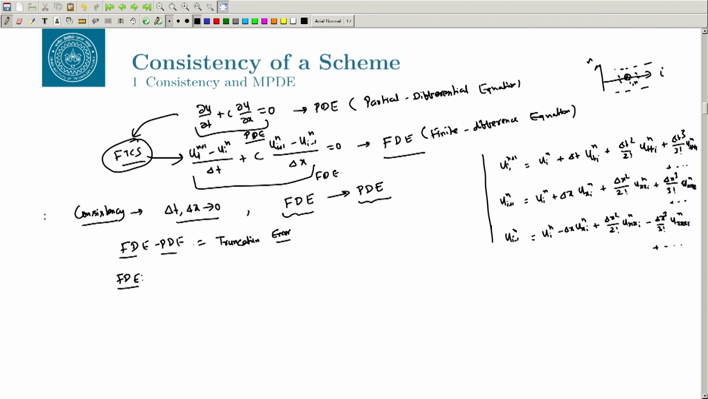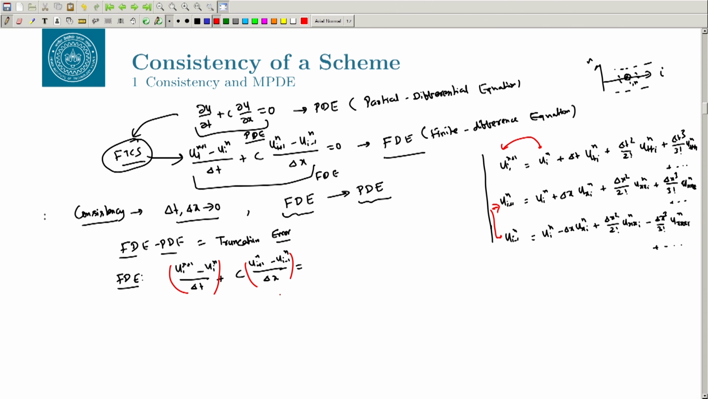So, our FD is what? FD is (u_i^(n+1) minus u_i^n) by delta t plus c (u_(i+1)^n minus u_(i-1)^n) by delta x. So, use these relations. We will take these two, left minus right, and divide by delta t. That will give us this term. Then we subtract this minus this, i plus 1 minus i minus 1, and divide by delta x, that will give us this term. Okay. So, let us start writing those terms.